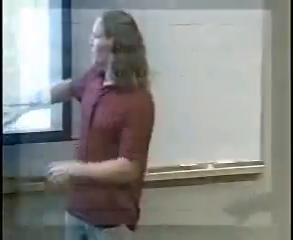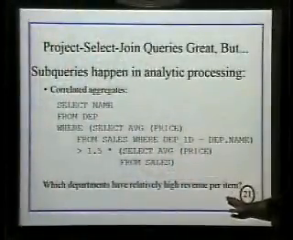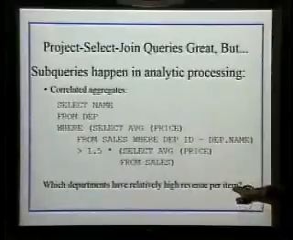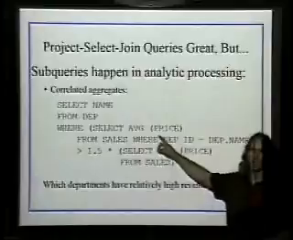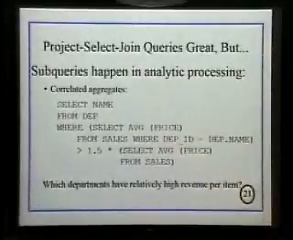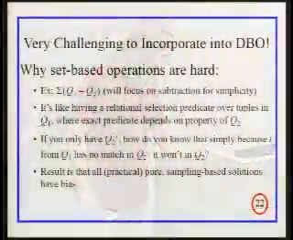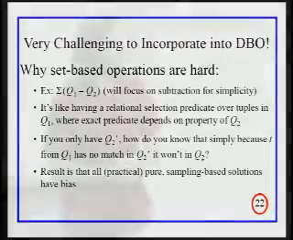So here's an example, right? You want which departments have a relatively high revenue per item, okay? So inside, you've got this query that gets you the average revenue, and you want those that have 1.5 times higher than the average, okay? And this is very challenging to incorporate into DBO, okay? And this is something actually that we're working on a lot right now, okay?